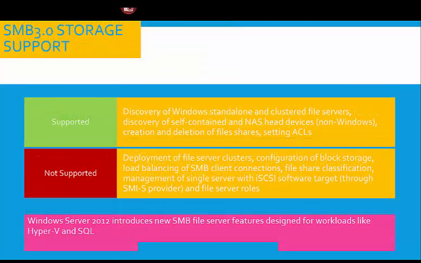SMB3 storage is supported for standalone and clustered file servers, discovery of self-contained file servers such as a NAS or a non-Windows file server, and creation and deletion of file shares and setting the ACLs. But what's not supported is the deployment of file servers and clusters, configuration of block storage, load balancing, and SMB client connection, file share classification, management of a single server with an iSCSI software target through the SMI-S provider, and file server roles.